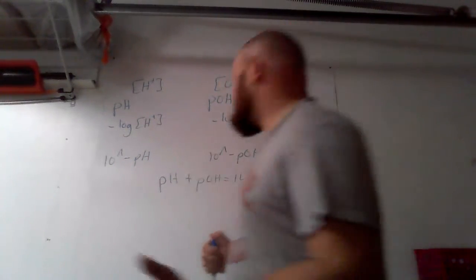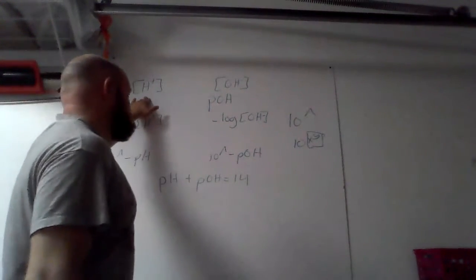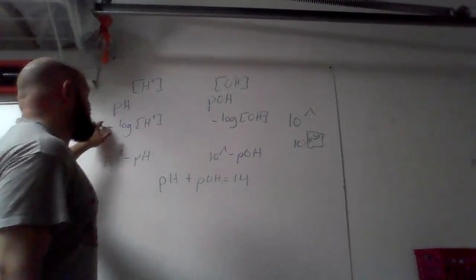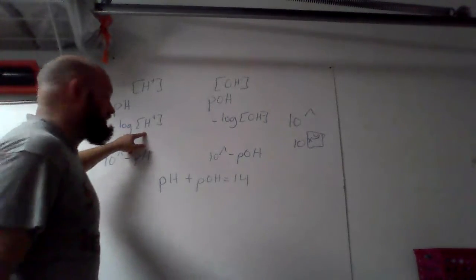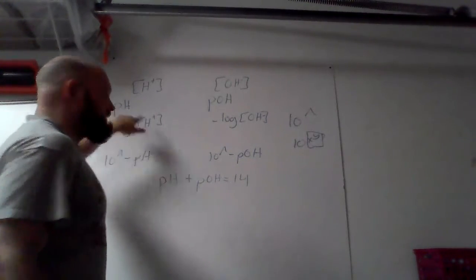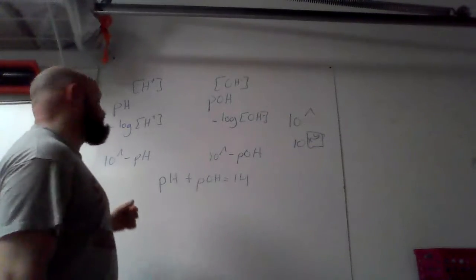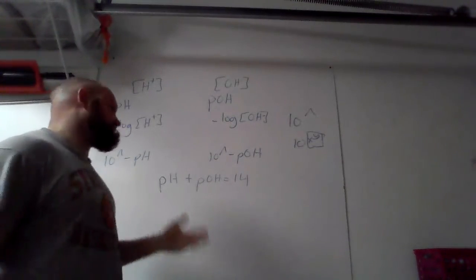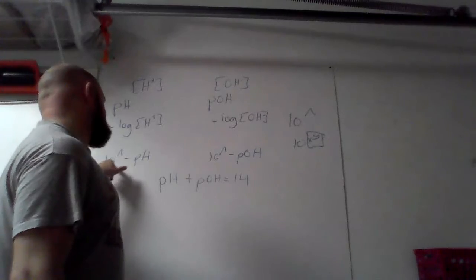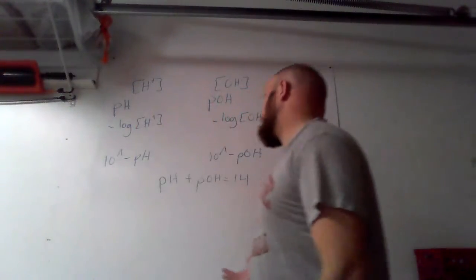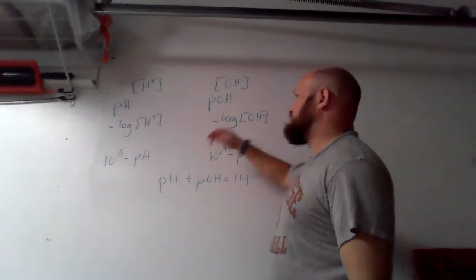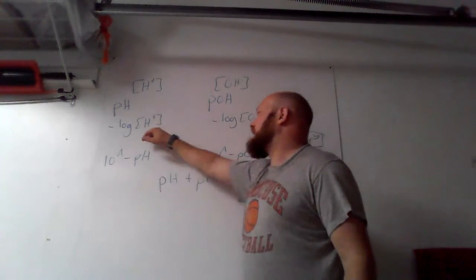So just as a quick recap, we can use the hydrogen ion concentration to find pH, so we do the negative log of H+, which is hydrogen ions, to find pH. If you want to work backwards and find the hydrogen ion concentration from pH, we do 10 to the power of negative pH. It's the same reflective thing for pOH, okay? We just substitute hydroxide for hydrogen.